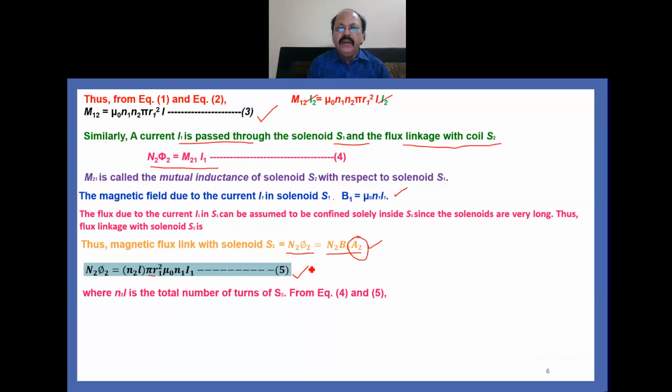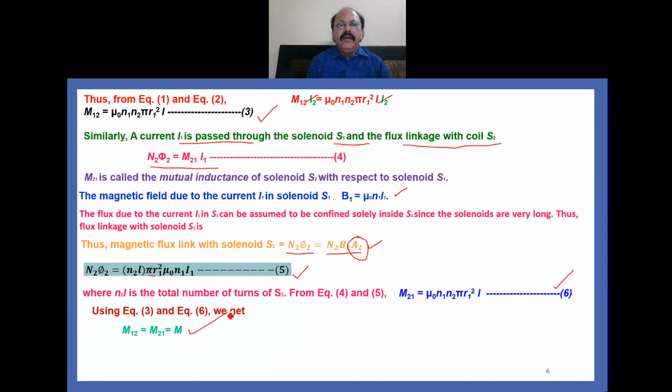Then from equation 4 and 5, this is equation 4 and this is equation 5. Then from here what you will get? You will get M21 equal to mu naught N1 N2 pi R1 square L. Mark this equation number 6. Now you see that the equation 3 and 6 both are the same. So that's why using the equation 3 and 6 we get M12 equal to M21 equal to M.